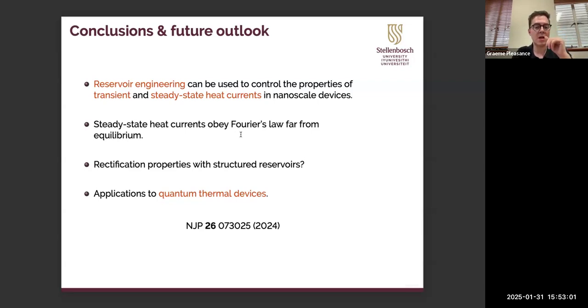We also get this interesting behavior where, in the weak coupling limit, the steady state heat current obeys Fourier's law, even far from equilibrium. What would be interesting, an extension of this work, could be to look at how introducing this additional structure into the reservoirs can affect the rectification behavior. As I mentioned, if you change the population distributions of the reservoirs, you can produce an asymmetric change in the heat current. So is this rectification enhanced with this additional structure in the reservoir? That could be something to look at.